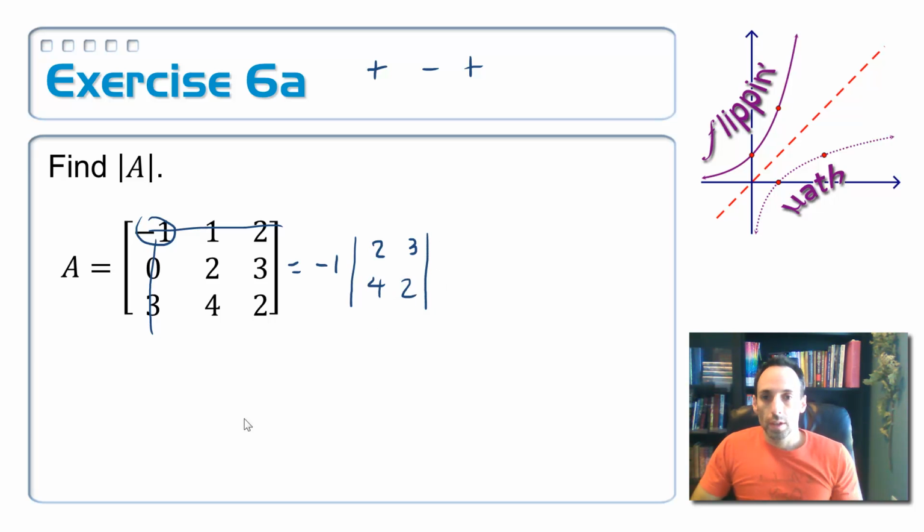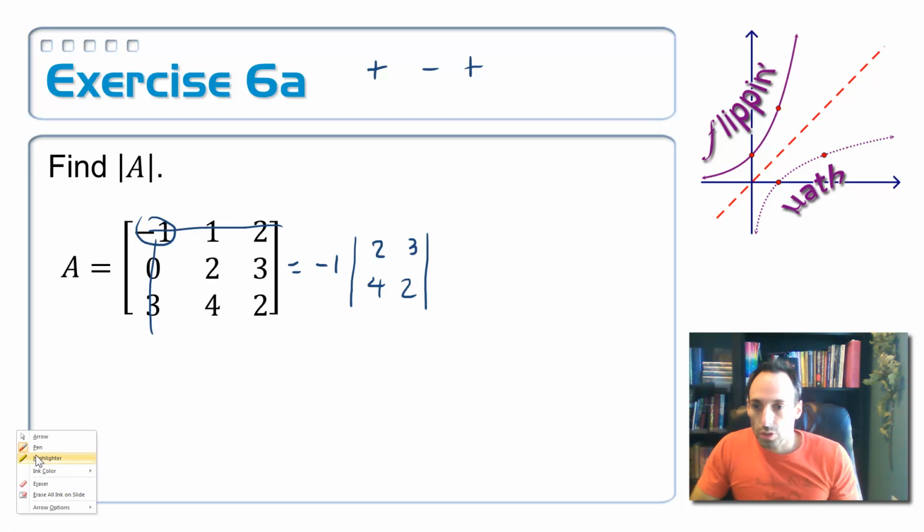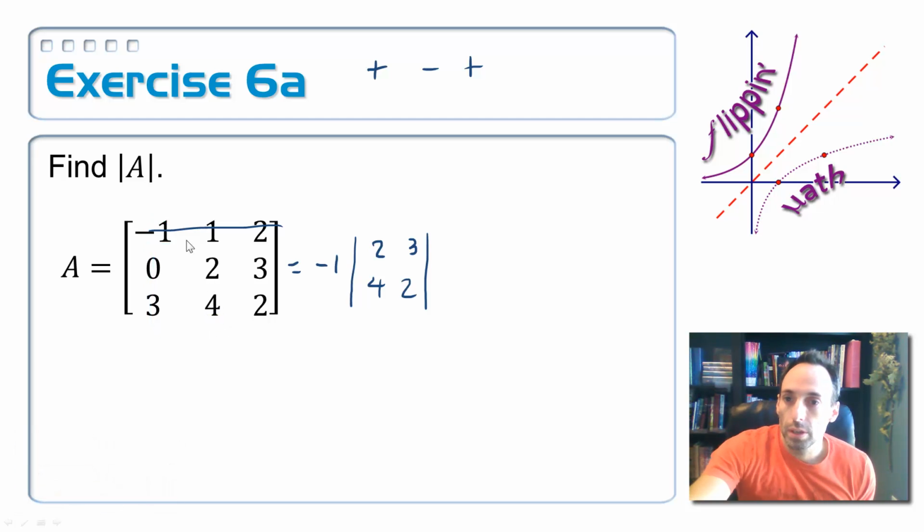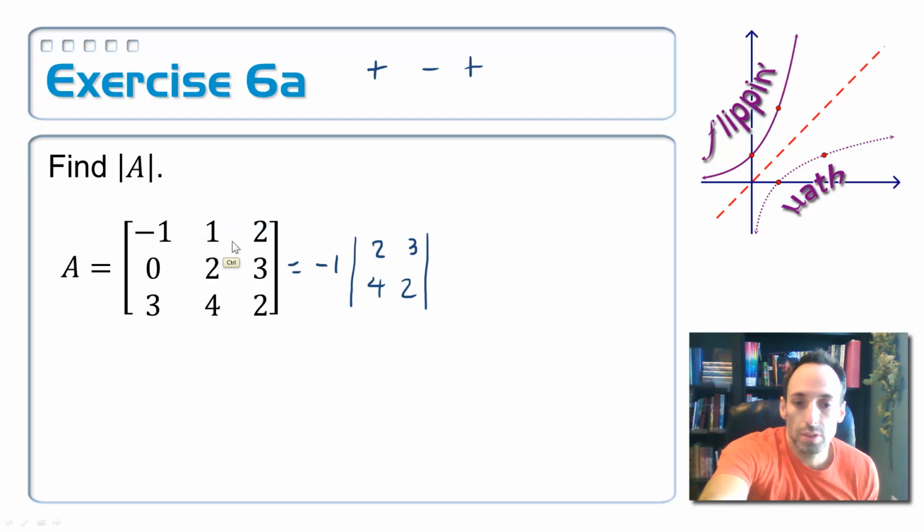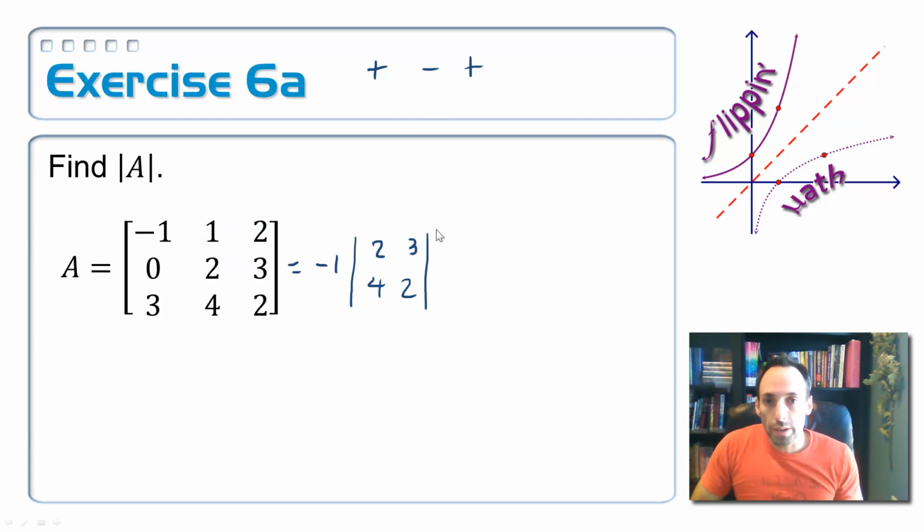Now let's switch colors. How about a red one? Get the eraser up here, erase all this business. The next one is a minus, and I'm going to pull out this 1, cross out that row, cross out this column, and I'm going to find the determinant of the matrix 0, 3, 3, 2.